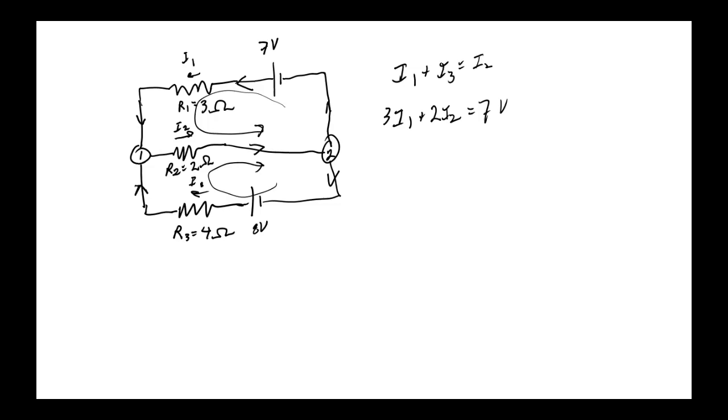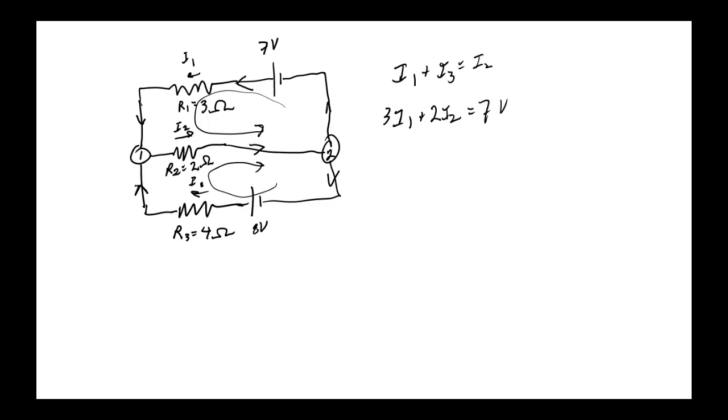So why did you choose to leave it positive? Because it's a voltage drop. You're losing voltage when you go across a resistance. That's why I call it just a voltage drop. 3 I1 plus 2 I2, that's your voltage drop on this side. Your voltage increase on that side is plus 7. So the voltage drop equals the voltage boost. They have to be equal for the sum to be 0.